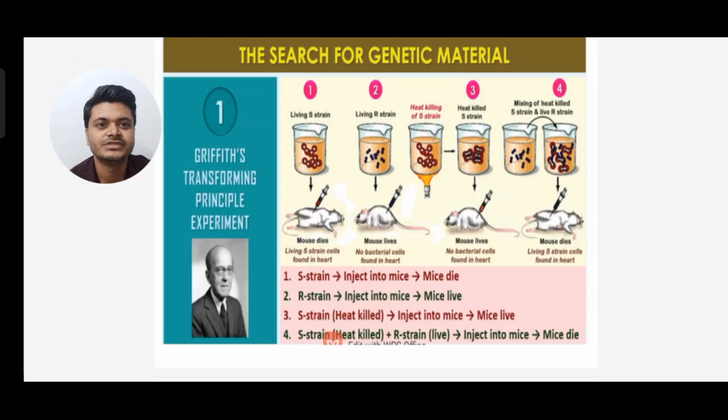So you can see the first figure: living S strain cells are found in the heart, whereas in the next, no bacterial cells are found in the heart. In the third, no bacterial cells are found in the heart, and in the fourth figure, living S strain cells are found in the heart. When heat killed S strain and live R strain were injected into mice, the mice died.